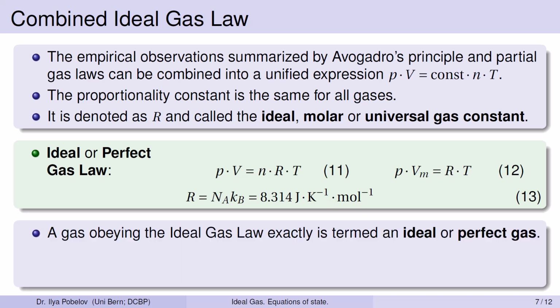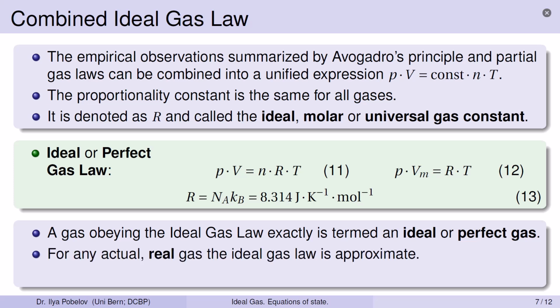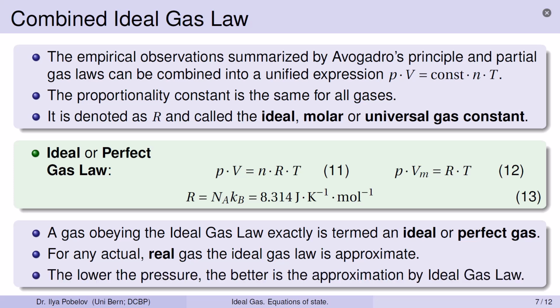When a gas follows this law exactly under any given condition, we label it as an ideal or perfect gas. Such an ideal gas is rather a theoretical model than an actual physical object. For any actual gas, which we will refer to as a real gas, the ideal gas law is only an approximation. It doesn't describe the behavior of real gases under every condition. However, the approximation of using the ideal gas law for real gases becomes increasingly accurate as the pressure of the gas decreases and approaches zero.